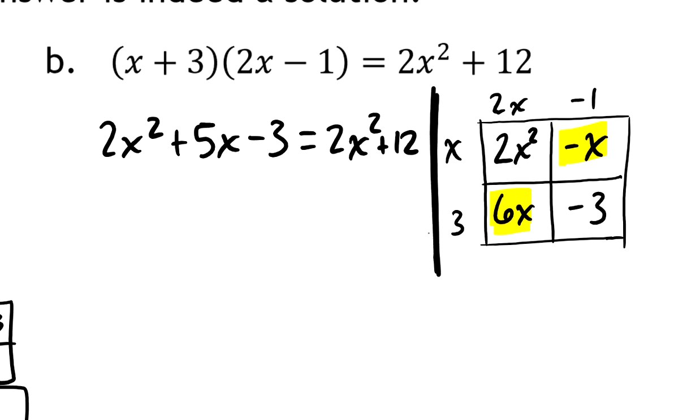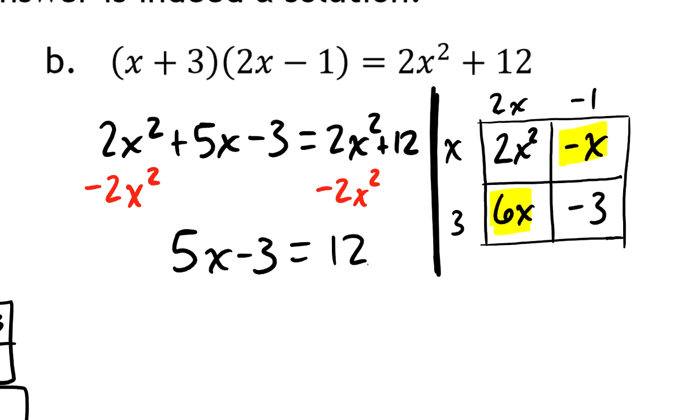Okay, well, good news. I've got 2x squared on each side. So because of that, I'm going to happily subtract 2x squared from both the left-hand side and the right-hand side. And this equation simplifies greatly to 5x minus 3, and that equals 12. And I guess I could add 3 to each side.